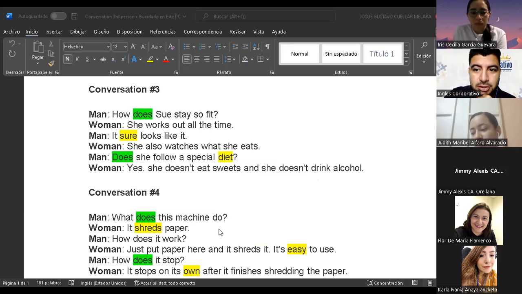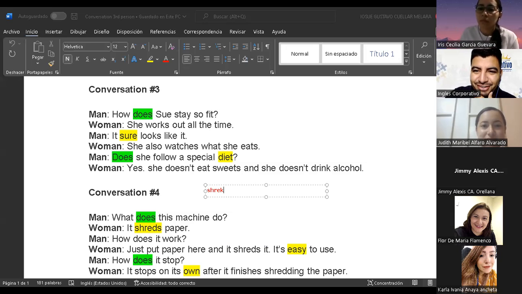What does this machine do? Machine. It shreds. Fíjense bien. I'm sorry, what is it? La película Shrek. Muchos nos dicen Shrek, ¿verdad? Entonces dicen Shrek, or I have heard about this. So it is Shred, que significa rasgar. What does this machine do? It shreds paper. How does it work? Just put the paper here and it shreds it. It's easy to use. How does it stop? It stops on its own after it finishes shredding the paper.